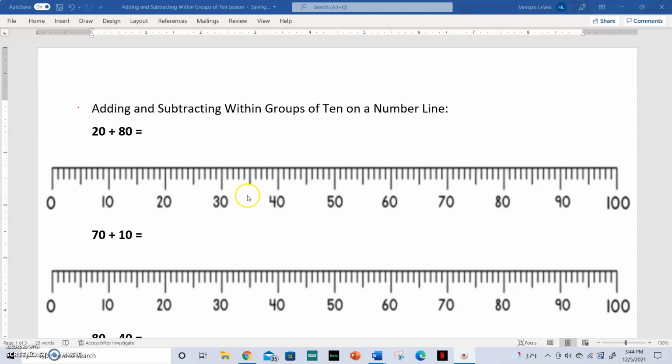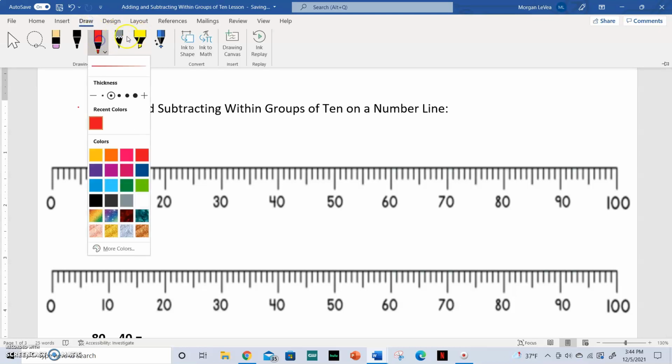Friends, happy Tuesday! Today we are going to learn about adding and subtracting with groups of 10 on a number line. So to get started, we're going to pull down our Draw tab.